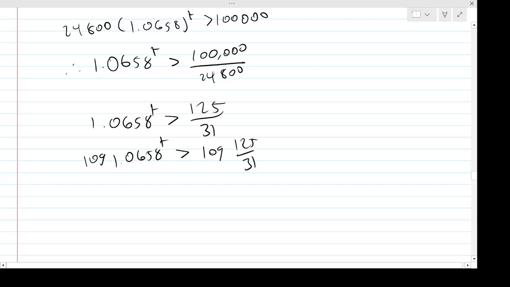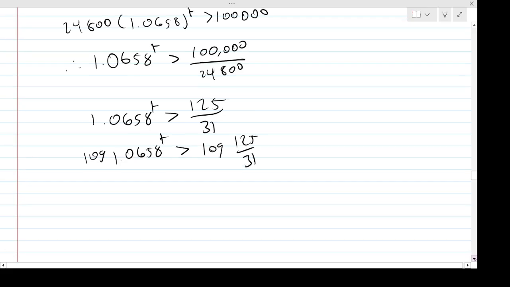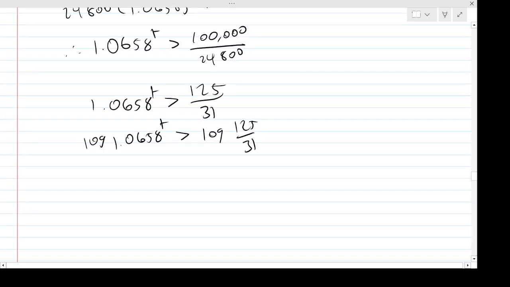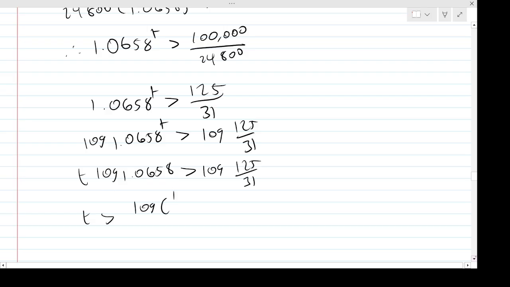We're allowed to do that. We can also take logs in that way, and it works fine. Then we're going to use a log law to bring the power t to the front. So that's going to be t log of 1.0658 is greater than log of 125 over 31. Now we can divide by this log here. So t is simply greater than log of 125 over 31 divided by log of 1.0658.